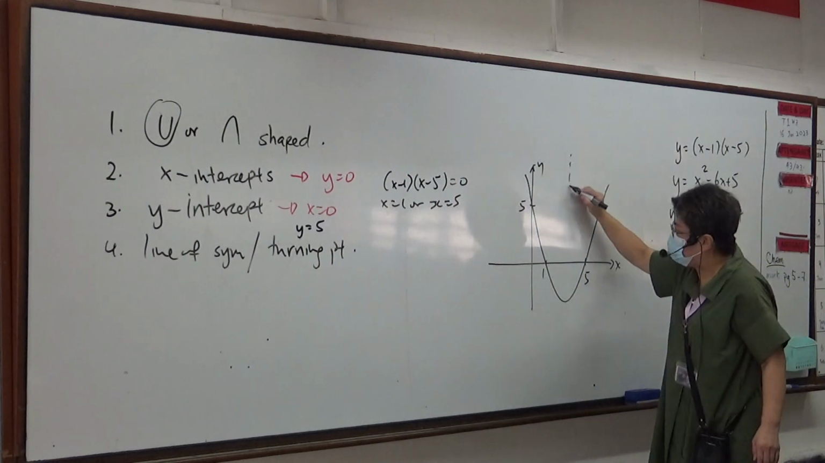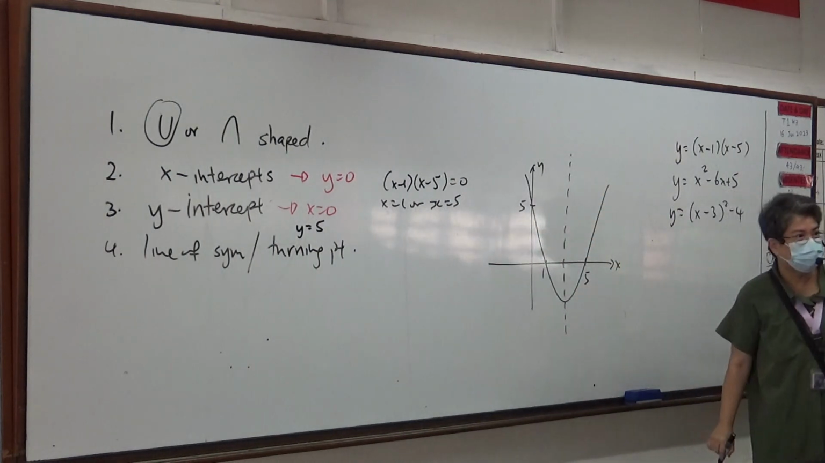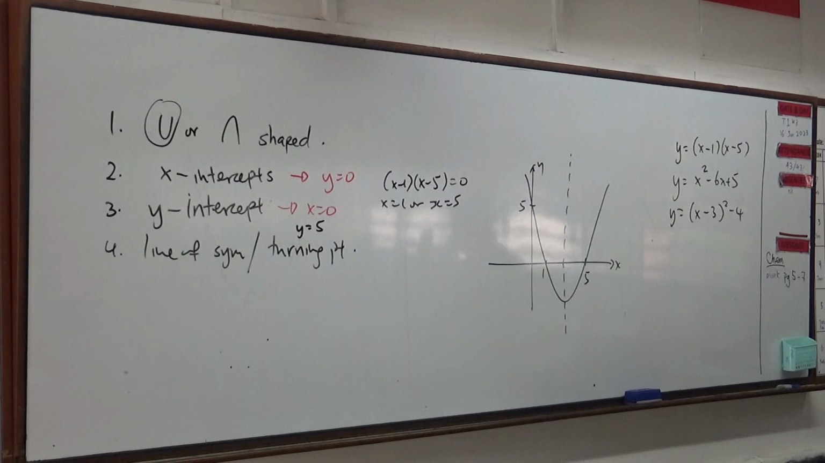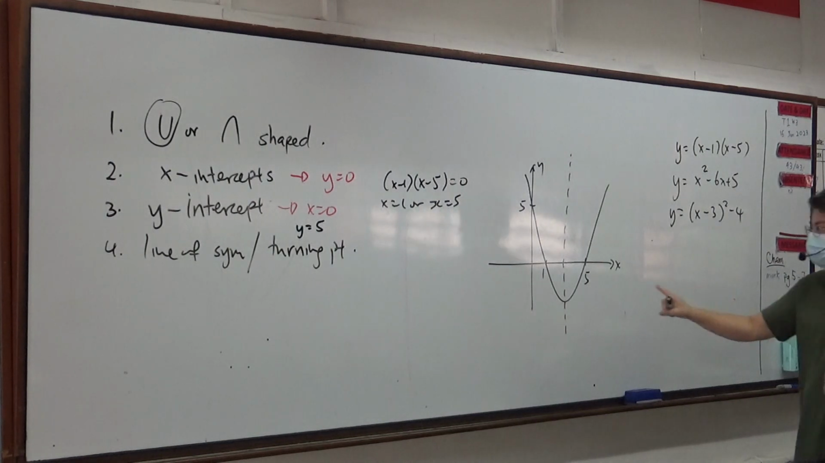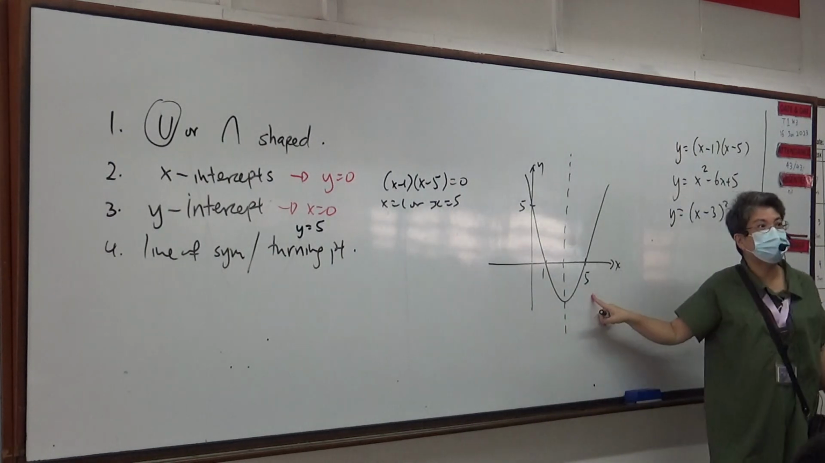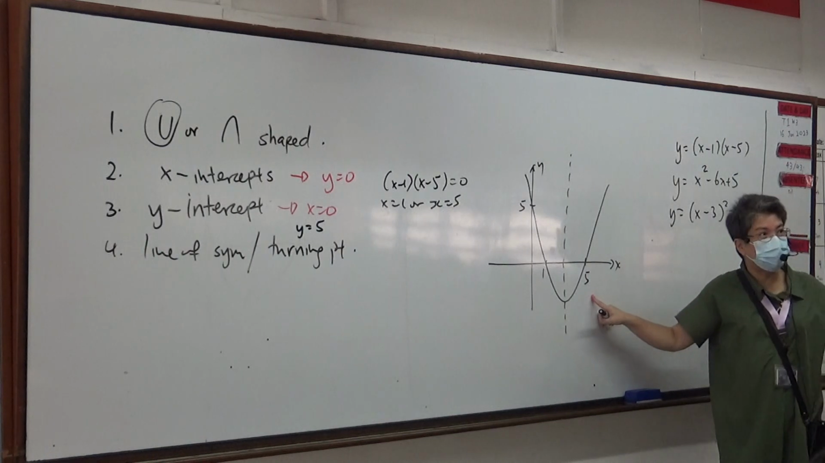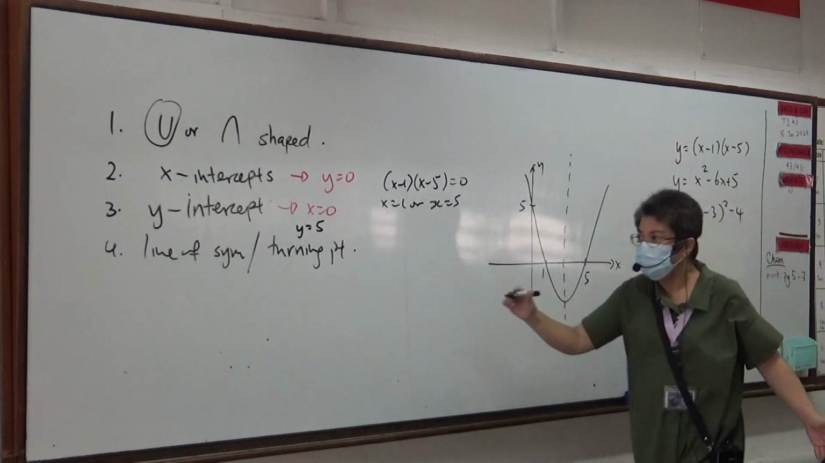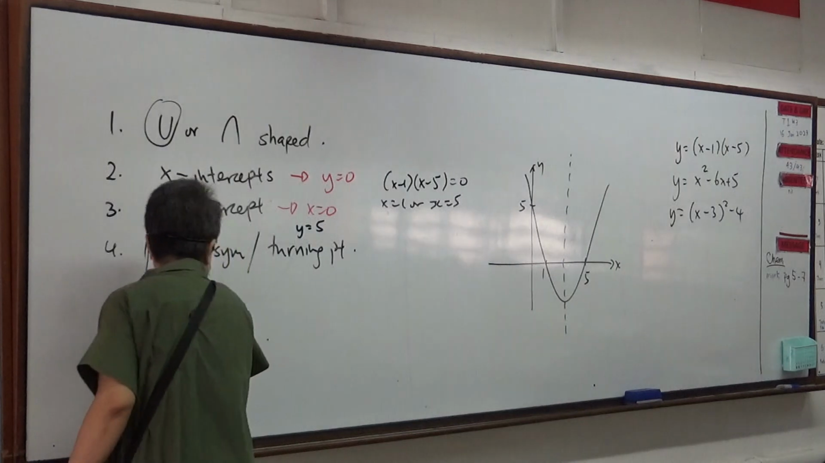Now, this will be the line of symmetry, right? And the line of symmetry lies between 1 and 5. What do you do? You take 1 plus 5. What does it give you? 6. 6 divided by 2. 3. So the line of symmetry is actually x equals 3.